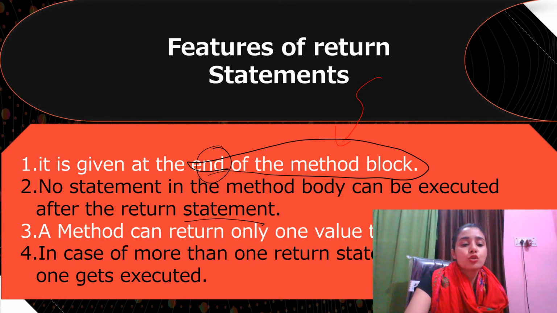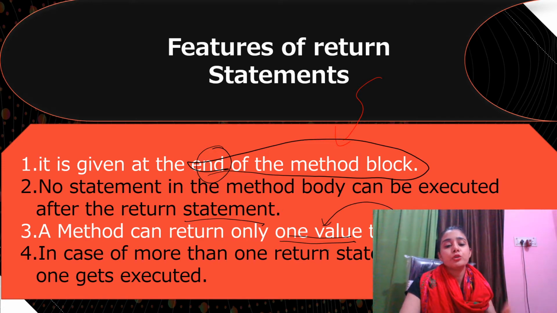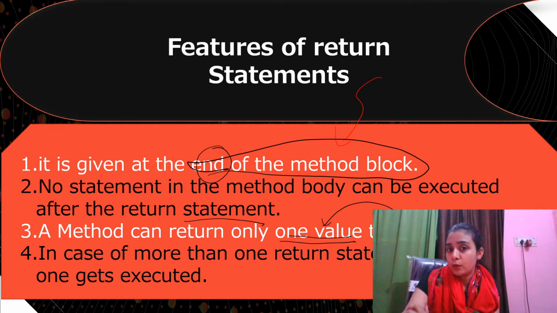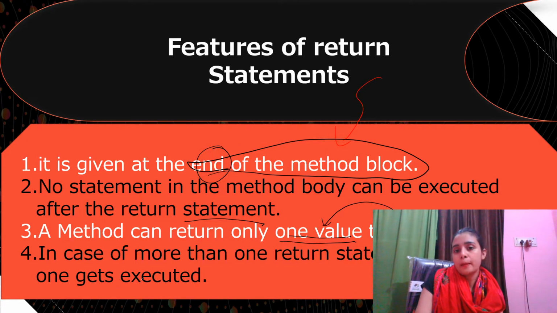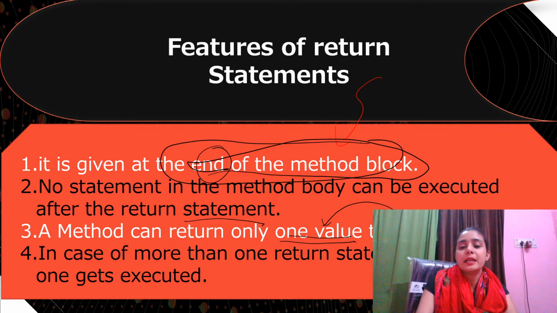A method can return only one value to its caller. We can't send multiple values. We are able to send only one single value, right? In case of more than one return statement, the first one gets executed. Obviously, if the return is the last statement, whatever you write afterwards will not run.